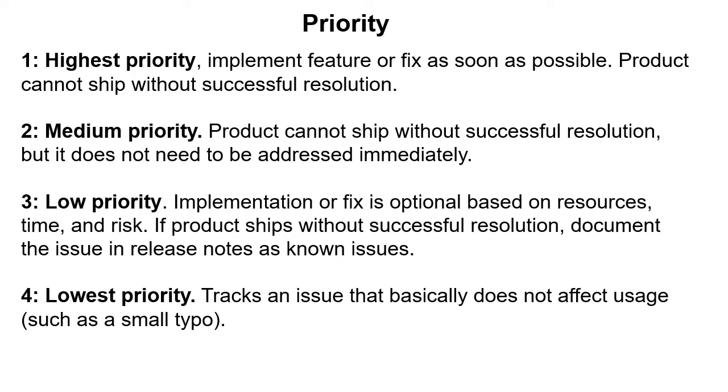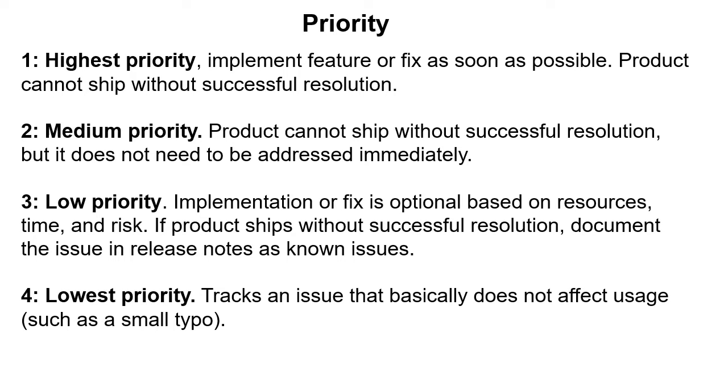Priority 1 means highest priority, which means the epic or issue needs to be addressed as soon as possible. Without implementing it, you shouldn't push your changes to production. And next is priority 2, which means medium priority. It is the same as highest priority, the only thing is that it needs to be addressed immediately. But before pushing the code to prod, make sure this issue or epic is addressed.